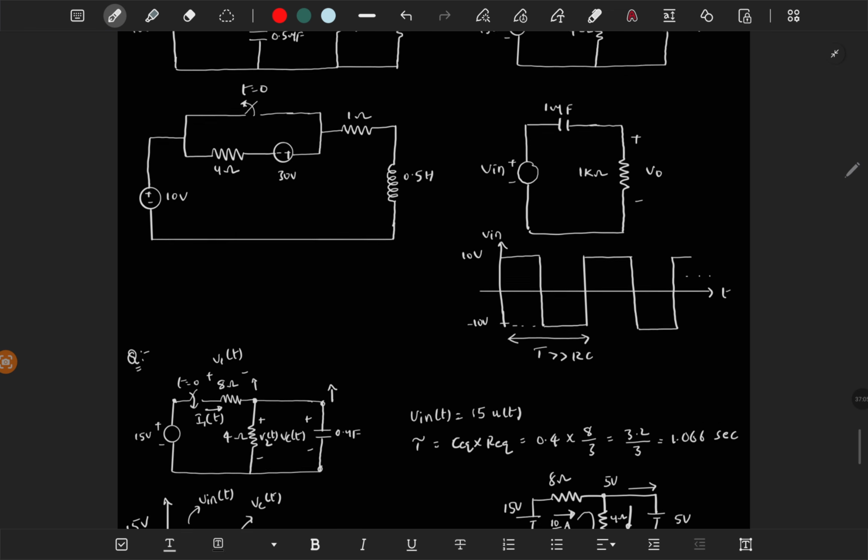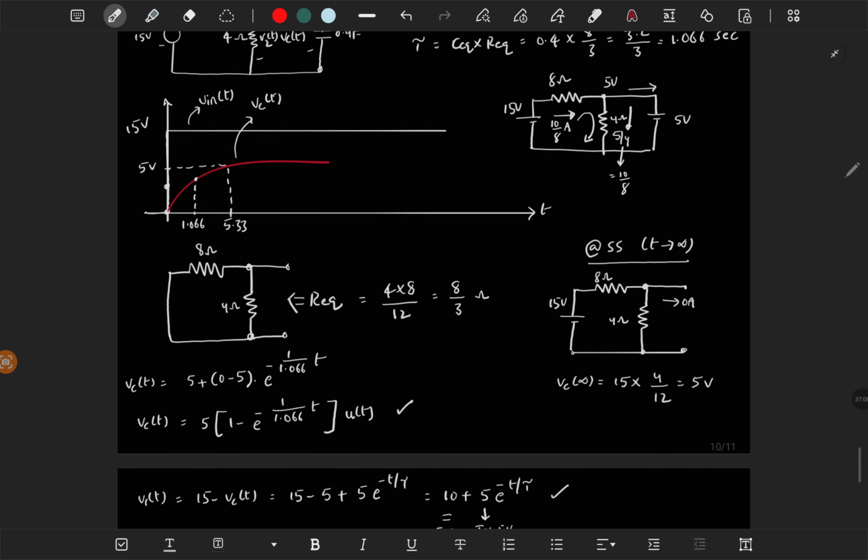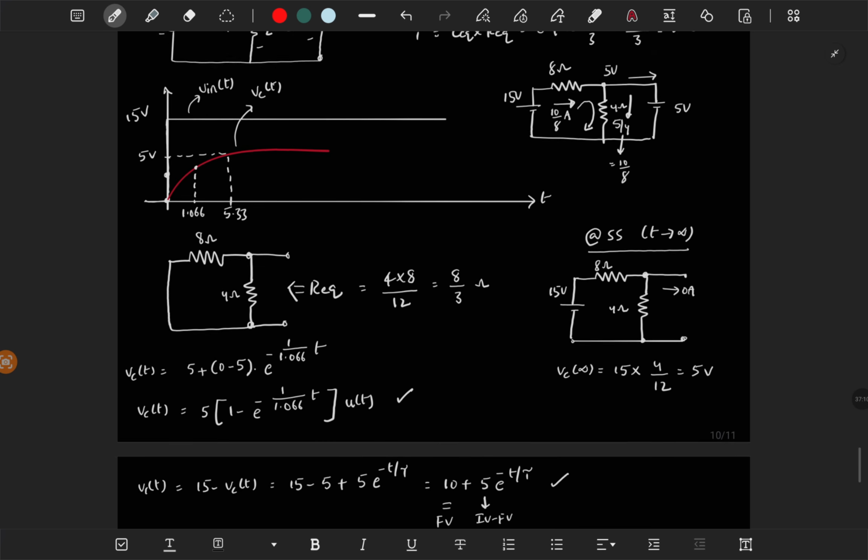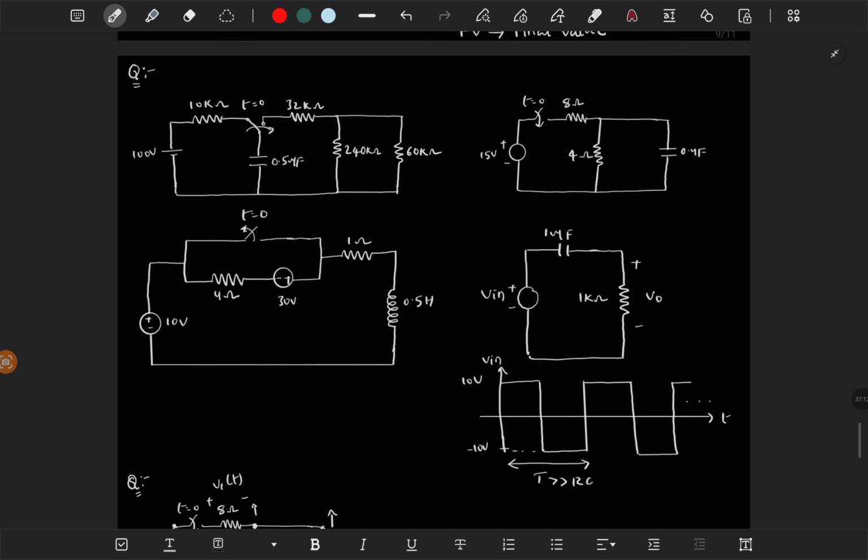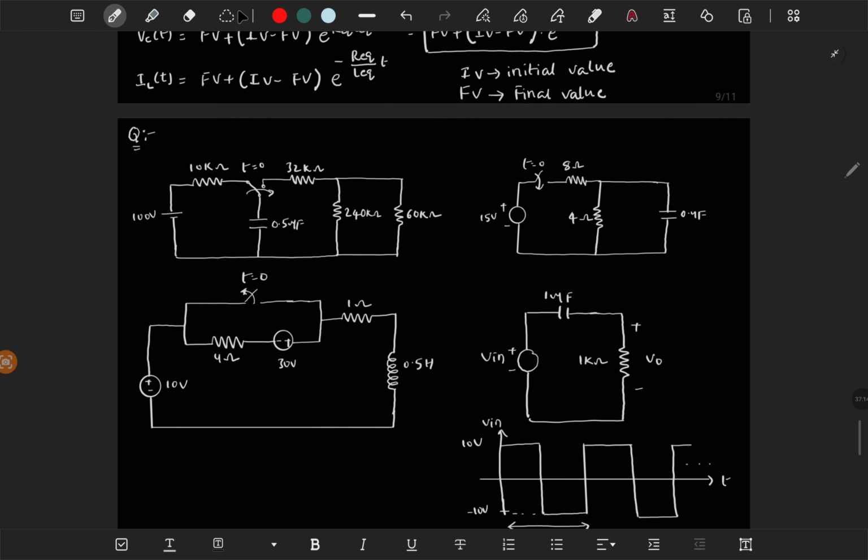And now I think that is for this circuit. Anything can find, and we can solve one more circuit. So we will take this one.